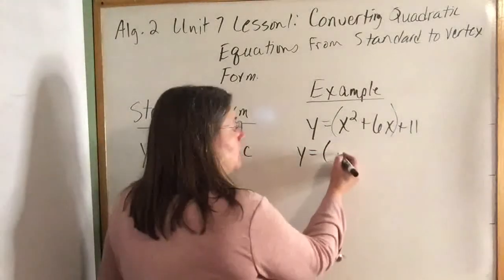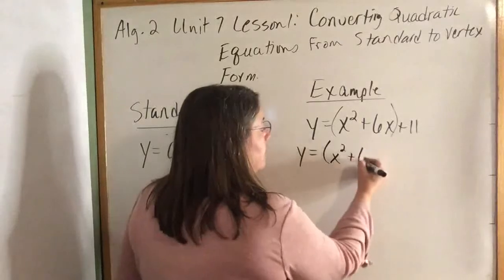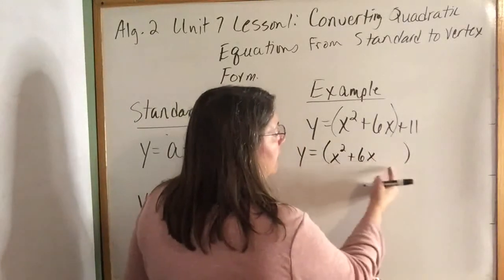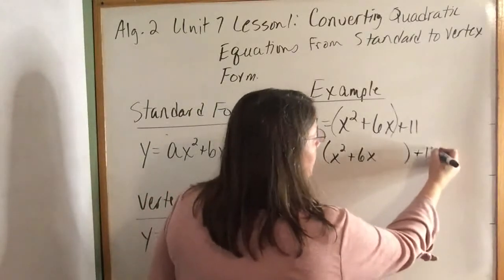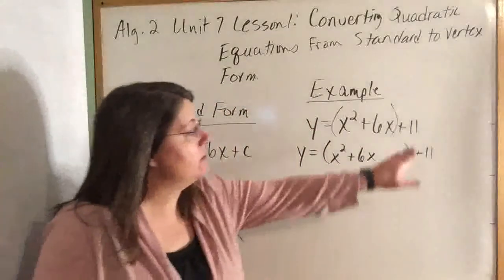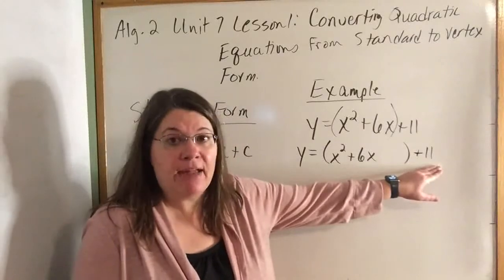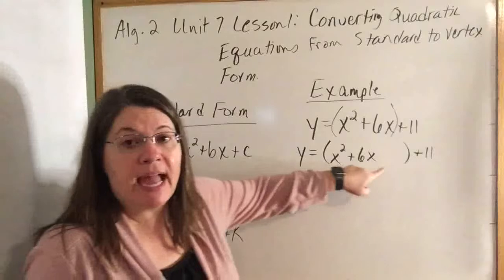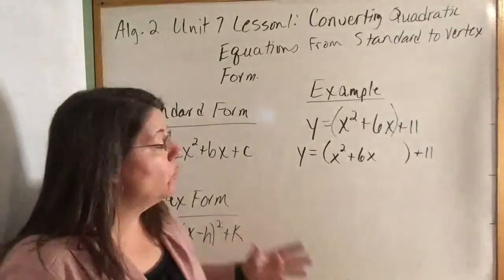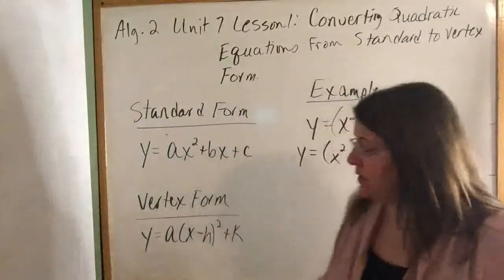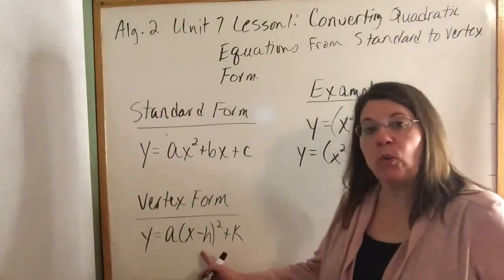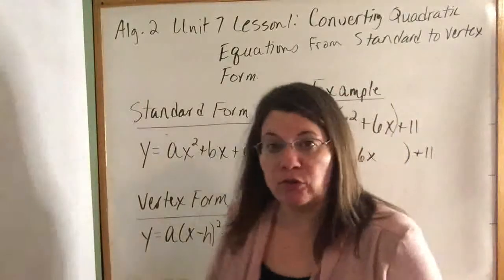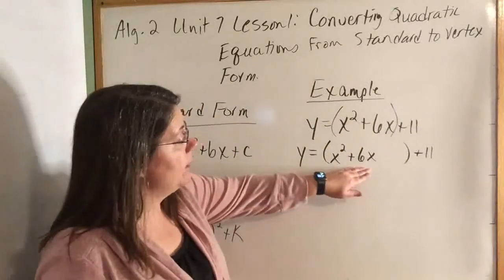But what I do need to do is rewrite this, leave a space there because I need to complete the square here, and keep the constant term on the outside. That constant term is going to help us develop the k value. The term inside is going to help us find the h value. Now, in order for this to be in vertex form, notice this has to be a perfect square. So how do we make something a perfect square? We do that by completing the square. So we're going to complete the square here.